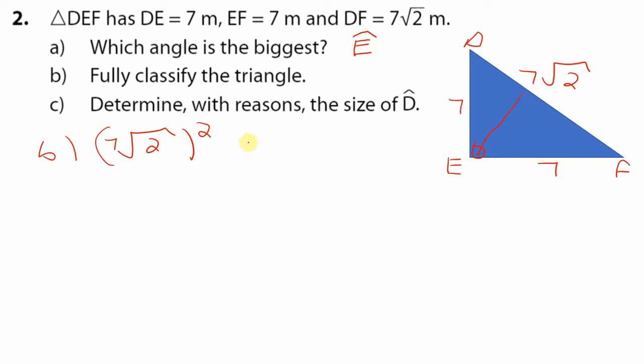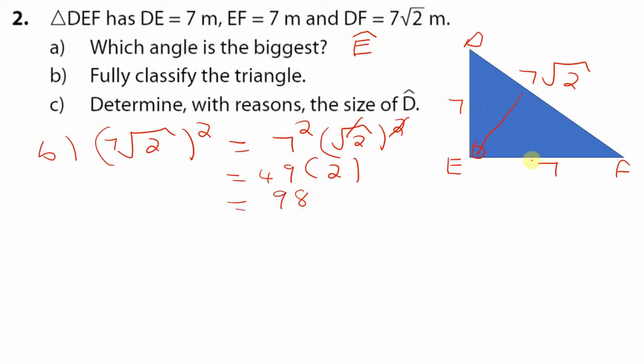So if we square, we may separate, so it's the same as saying 7 squared times square root 2 squared, which is the same as 49. We know square and square root cancel, so it's 49 times 2, which is 98. Okay, so now let's look at if we square the two shorter sides. 7 squared plus 7 squared is the same as 49 plus 49. And 49 plus 49 is 98.